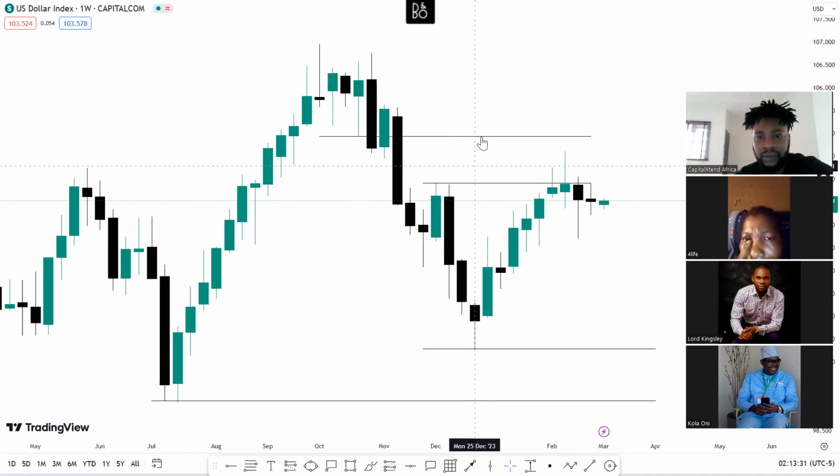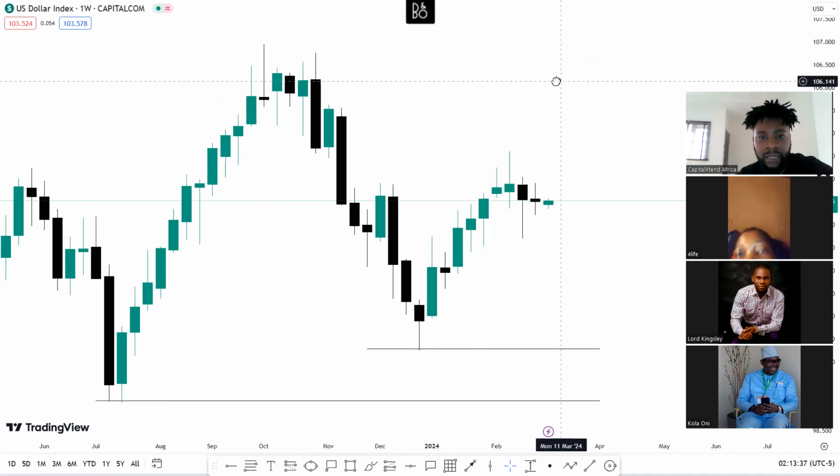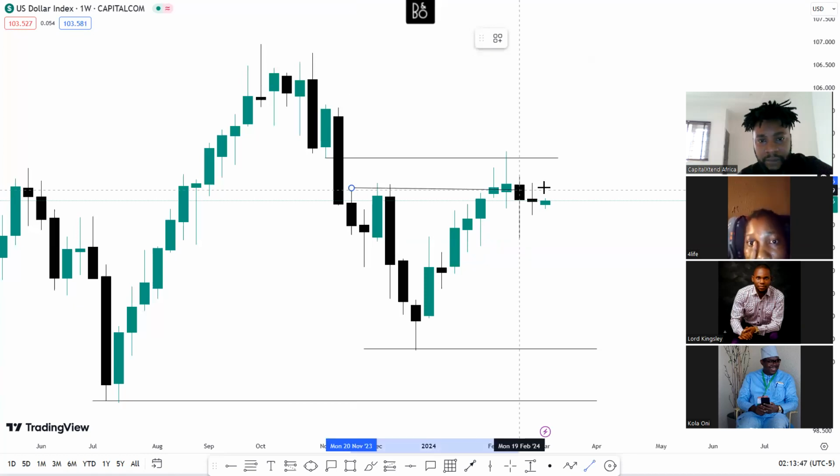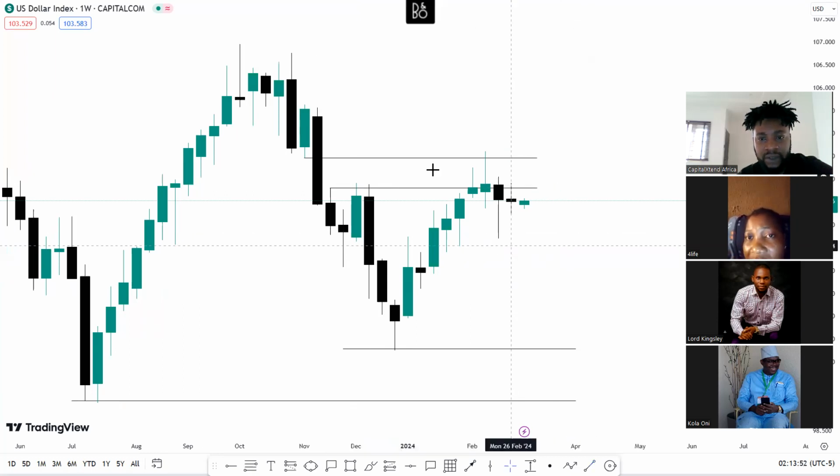Now, looking at the weekly time frame, I don't need this, I have to delete this as well. So looking at the weekly time frame, we have this internal range liquidity here, which is also our weekly fair value gap. For 4 weeks now, price has not really given us any significant move.